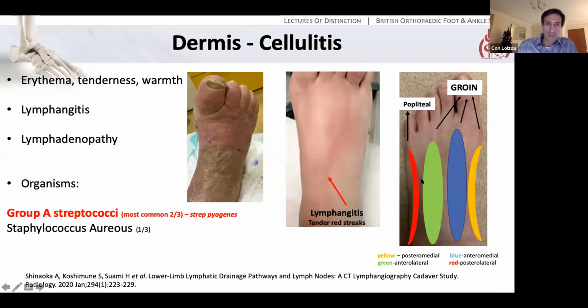There are some well-trained diabetic patients that know they have an infection of the foot when their lymphatics are up and they get groin pain. Group A strep and staphylococci are the most common organisms.